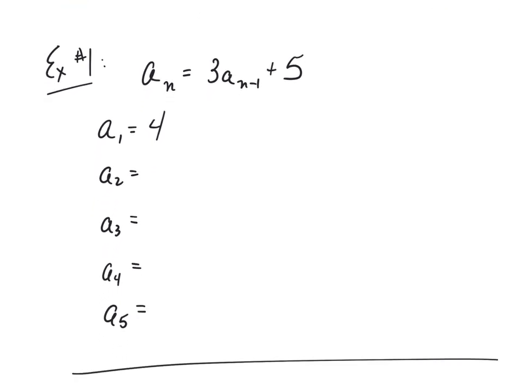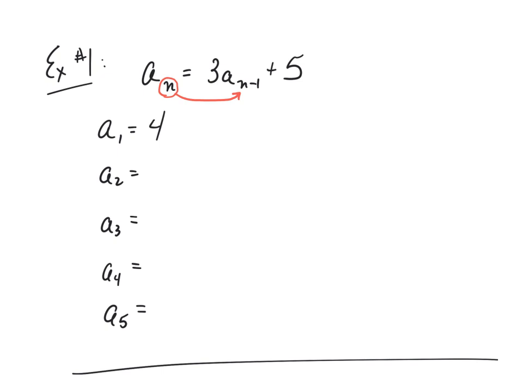Now, one thing that messes up students all the time is just the notation. So our first example here, a sub n is equal to 3 times a sub n minus 1 plus 5. And the thing you really have to notice is that we start off with a sub n, which I hope you're used to by now, but the right-hand side of the equation is defined in terms of a sub n minus 1. So whatever value n is, n minus 1, of course, is going to be one smaller than that.